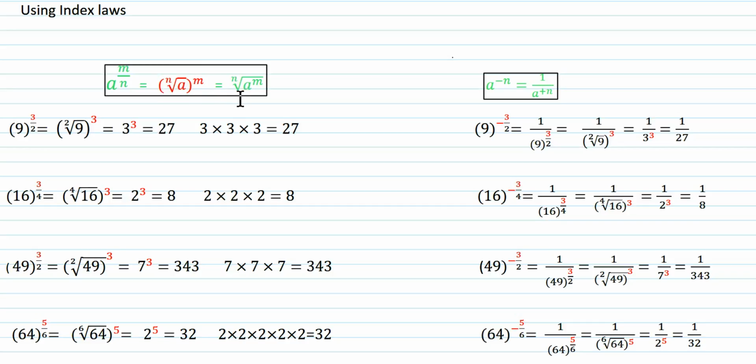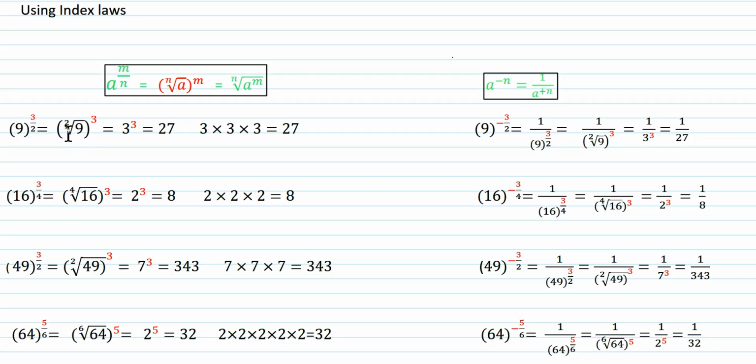Also, we can put it in this form where we get the nth root of a raised to the power m. Now 9 to the power 3 over 2 can be written in this form. Now this 2 means that we're looking for the second root of 9, all raised to the power 3.